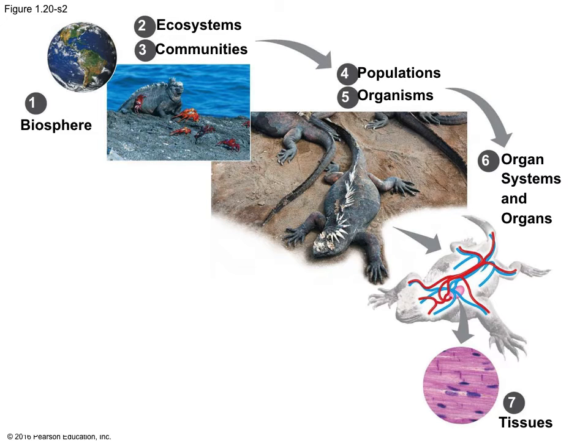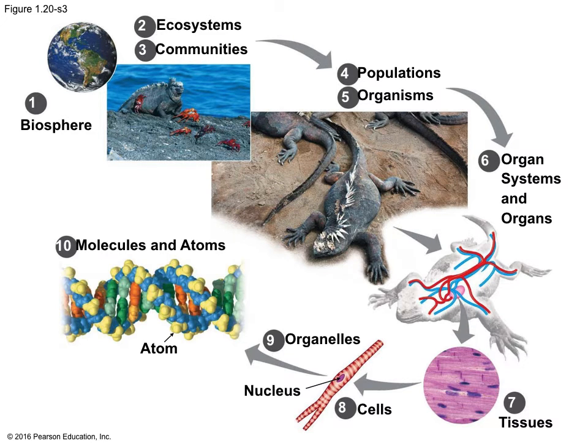If we look inside the organism, you have organs, and within organs, you have tissues. Within tissues, you have cells, organelles, the nucleus, and then inside all of that, you finally have DNA, which is made up of molecules and atoms. So you can see that you go from very large to very small.